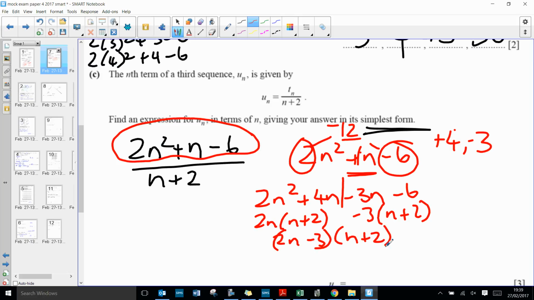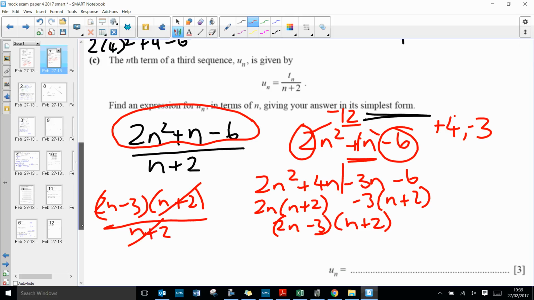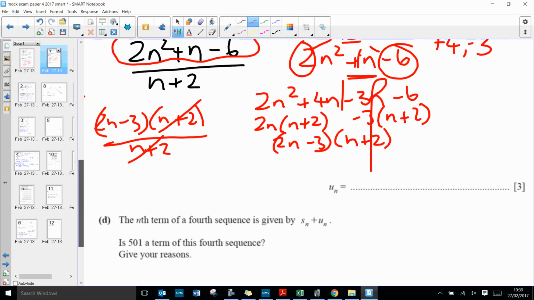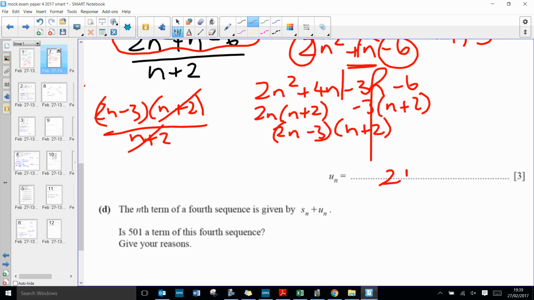So we can now rewrite our expression as 2n minus 3 times n plus 2 over n plus 2. And lo and behold, we have the same bracket top and bottom, so that can just go. So this is 2n minus 3. And apologies for this big mess here.